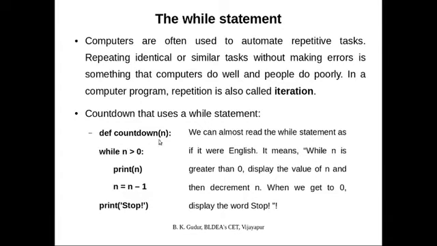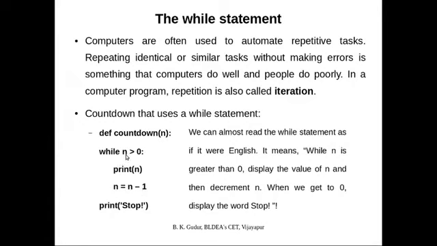So while n, whatever value is supplied to n, is greater than 0, and after the while there is a colon after the condition, print n. Means if n is greater than 0, print n. Later I am decrementing the value of n, like n is equal to n minus 1.